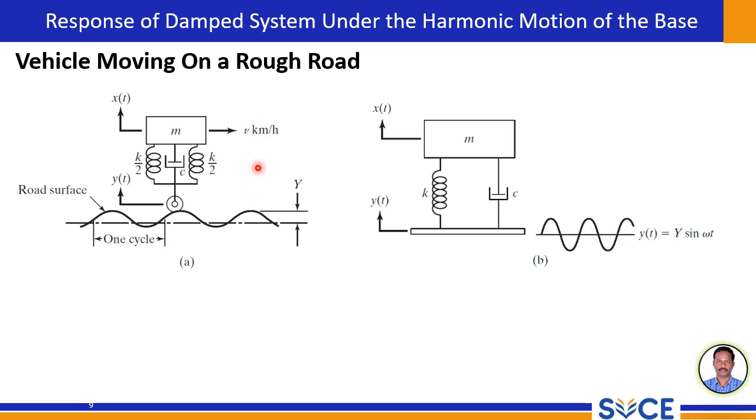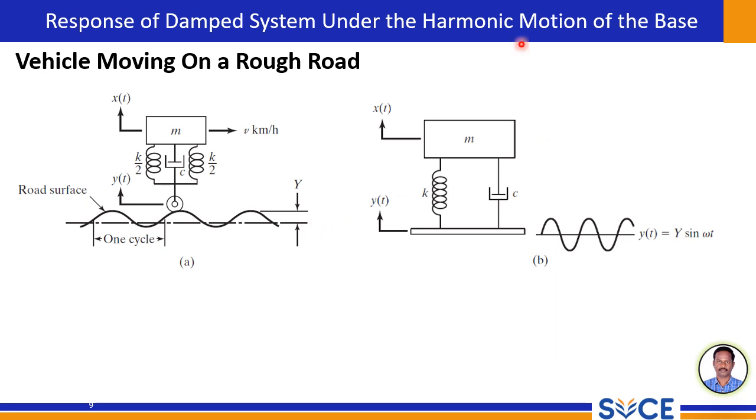We can see one complete cycle of this roughness, which corresponds to the wavelength of the road surface variation. The amplitude of the road surface variation is denoted by capital X or Y. In this case, we represented it by capital Y. This represents the maximum vertical displacement of the road surface from its mean level.